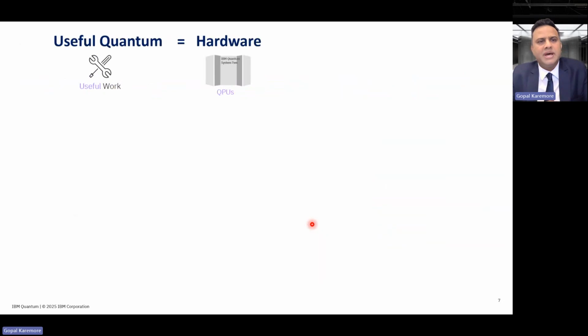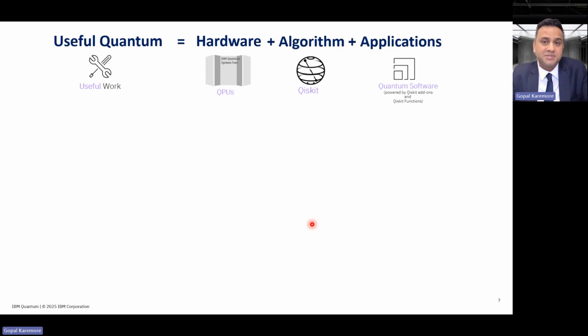It is also very important that useful quantum computing does not only depend on the hardware, but also depends on algorithms and applications. So we have developed software that has been actually popular in the quantum software development community, called Qiskit. And recently, we just added a Qiskit add-on we call Qiskit functions, where a user can use third-party software, which basically gives more abstraction for the end user.